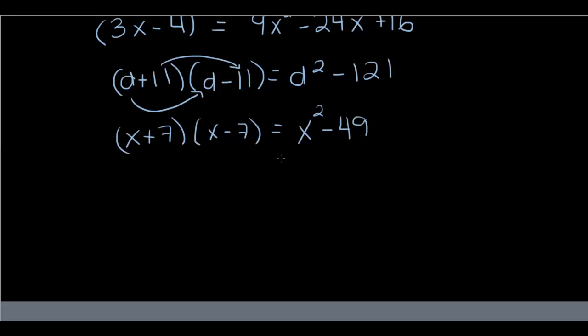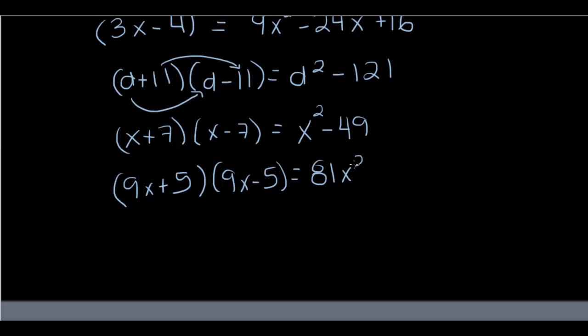Okay, and the last example. Let's say that I have 9x plus 5 times 9x minus 5. Well, I'll just multiply the first terms. 9x times 9x is 81x squared. And then 5 times negative 5 is negative 25. And that's it. This last one, go ahead and work on this one on your own.